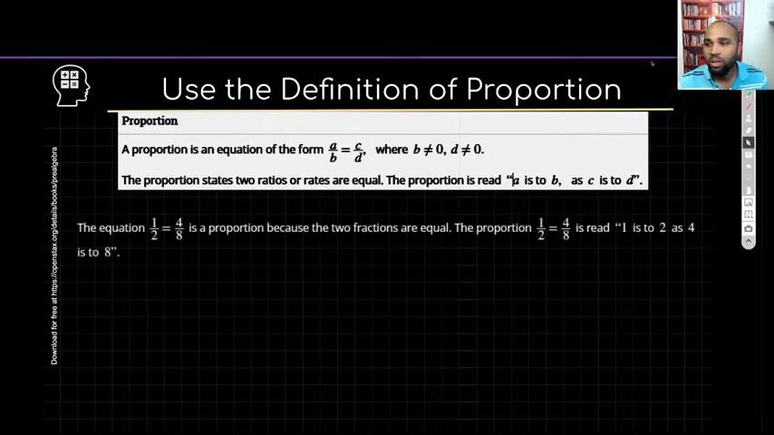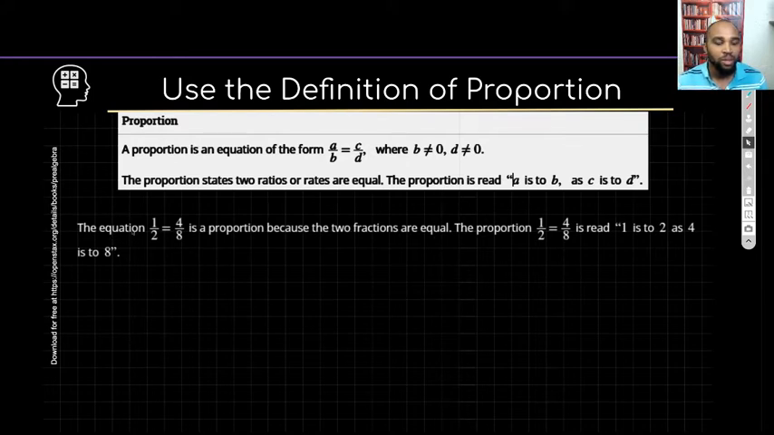So let me pull this up. A proportion is the equation of this form. A is to B equals C is to D, where both the denominators are not equal to 0 because it'd be undefined at those points. The proportion states that two ratios or rates are equal. The proportion is read A is to B as C is to D.